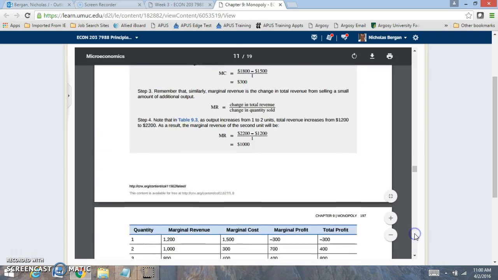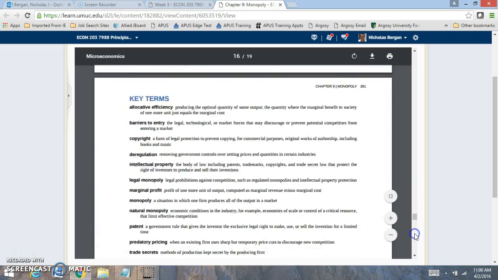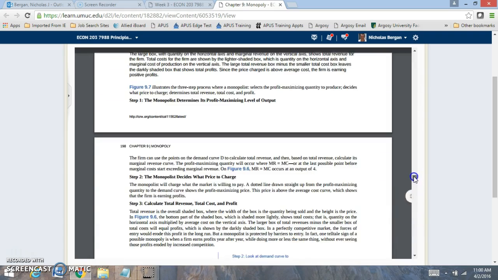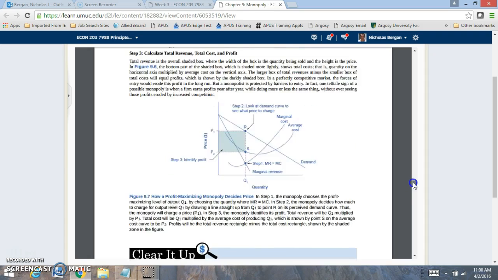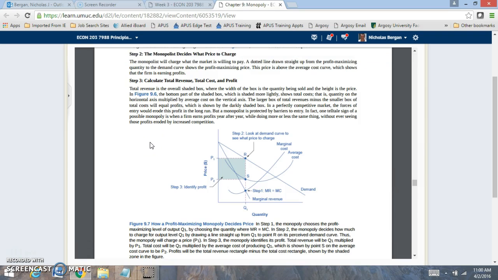Now let's go to a graph of a monopoly. Here's a graph of a monopoly. You'll notice that the demand curve does not equal the marginal revenue curve. The reason it exists that way is that for them to sell an additional unit, they have to lower their price, which is very important to note.